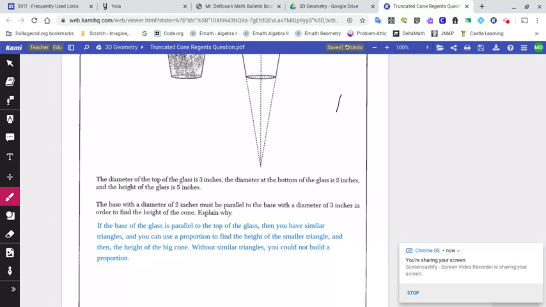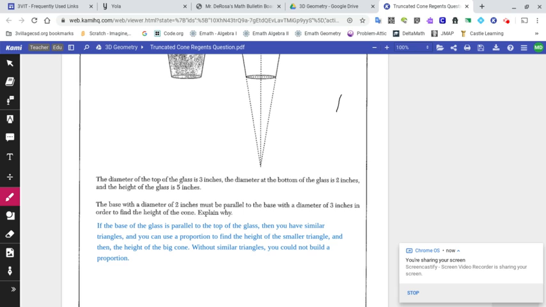So I wrote it down here in blue. If the base of the glass is parallel to the top of the glass, then you can form similar triangles. And you can use a proportion to find the height of the smaller triangle and then add that to the height of the glass, and that'll give you the height of the big cone. Without similar triangles, you cannot build a proportion. So that would be a good explanation as to why they have to be parallel.